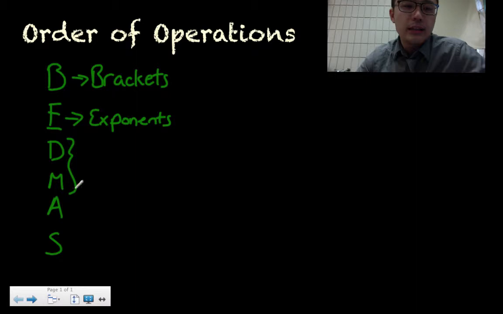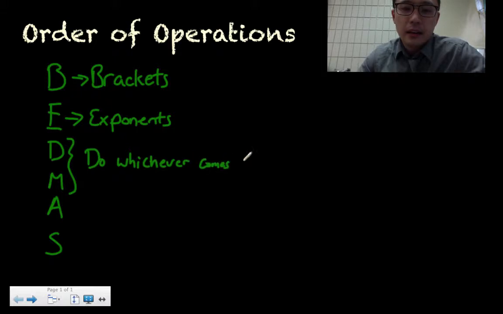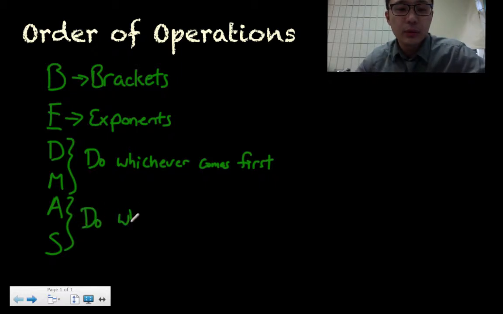Then the third one is your D and M, which can be flip-flopped because it's division and multiplication. So this one you're going to do whichever comes first. And then the last two are your AS or your SA. This one is the same as your division and multiplication, so do whichever comes first as well.